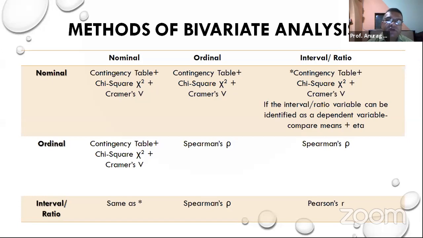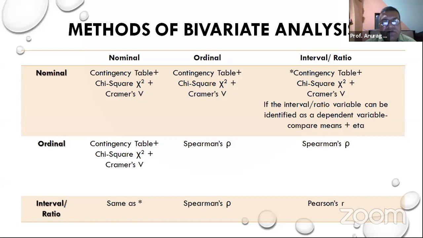What happens when we deal with ordinal versus ordinal? There we use Spearman's rho, which is also called the rank correlation. You must have done questions on finding rank correlation. So now I am redefining it. I am saying this is the ordinal versus ordinal. Go to column number 3, interval and ratio, and row number 2, that is ordinal. Again, we use Spearman's rho, that is the rank correlation.